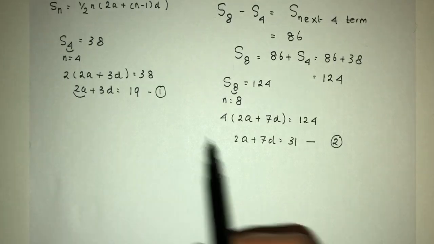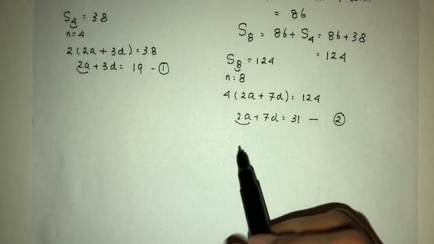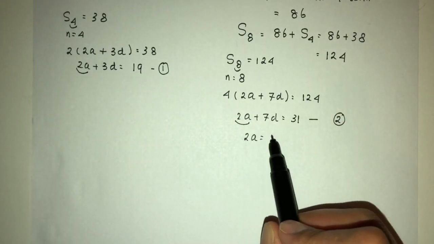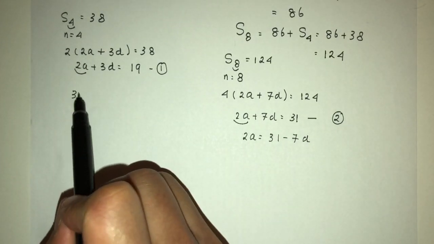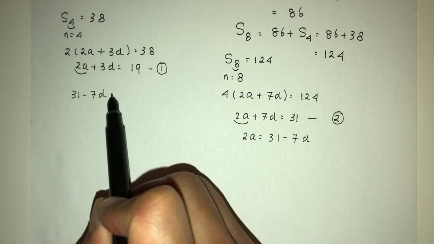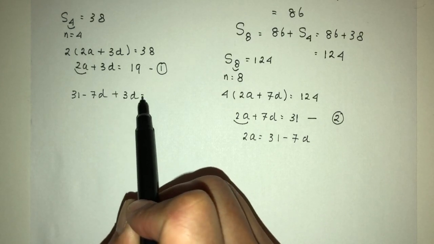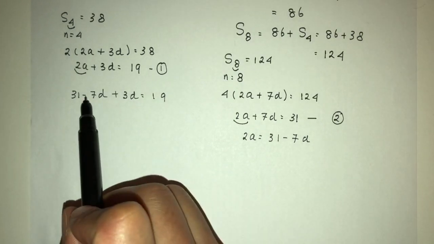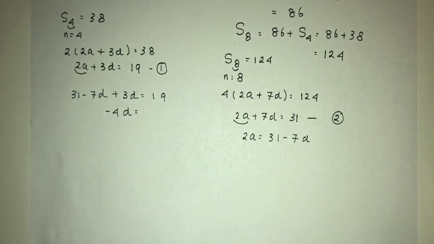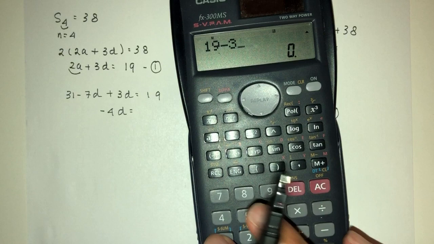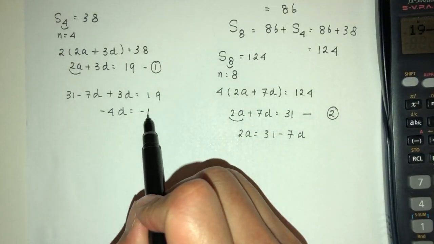Here we have 2a, here we have 2a. We can replace, making this the subject. That will be 31 minus 7d. So 2a is 31 minus 7d plus 3d, that will be 19. So minus 7 plus 3 will be minus 4. So 19 minus 31, that will be minus 12.